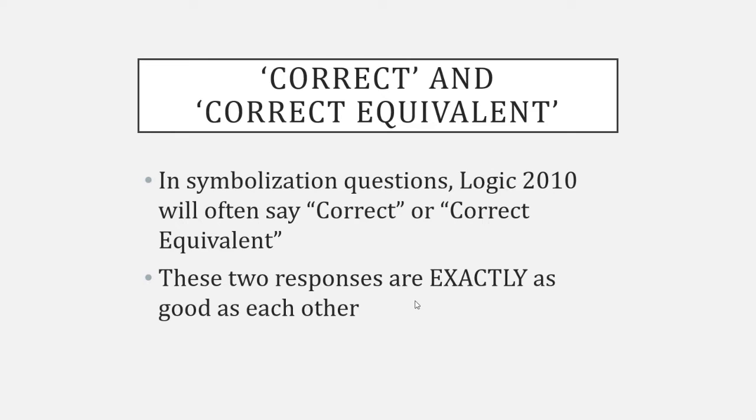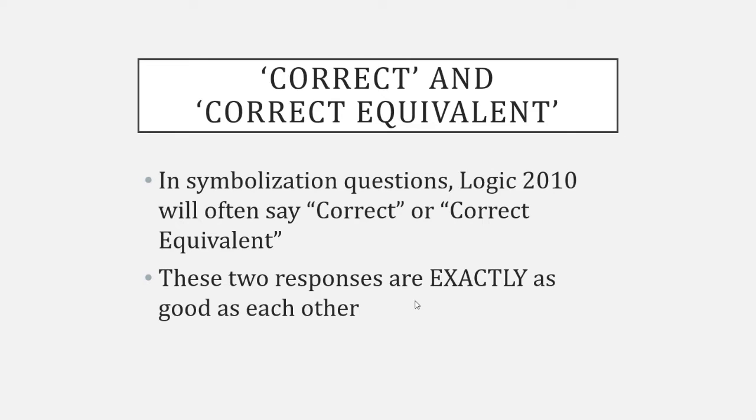So the thing is that they've manually programmed in these answers. Logic 2010 does not just know what the correct symbolizations are. Some human being has manually programmed the answers in, and there's one that they thought of first, one they had in mind, and then there's a bunch of others that are logically equivalent and exactly as good. So the one that says correct is just the one that they thought of first. The one that says correct equivalent is something that they think is logically equivalent to that. But for your purposes, getting either is exactly as good as getting the other.